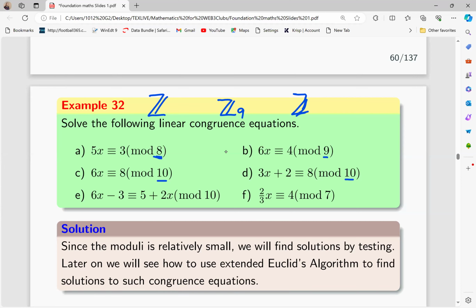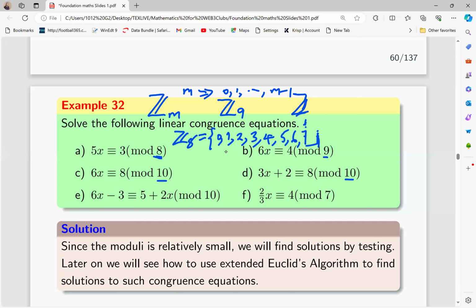If I'm talking about M, the elements from 0 to M minus 1, these are the elements here. So for instance, this is the same as Z8, the integers mod 8. What are these integers? These are the integers 0, 1, 2, 3, 4, 5, 6, then 7. Those are the integers we're talking about. So you can try each of them and see which one is a solution.